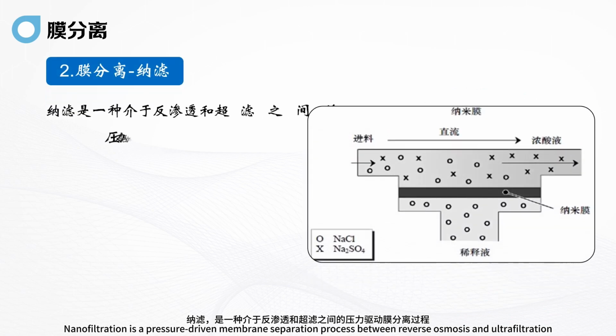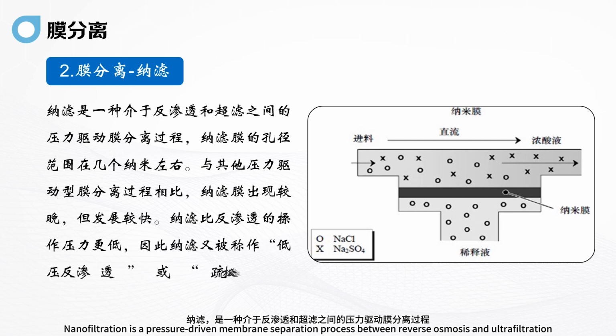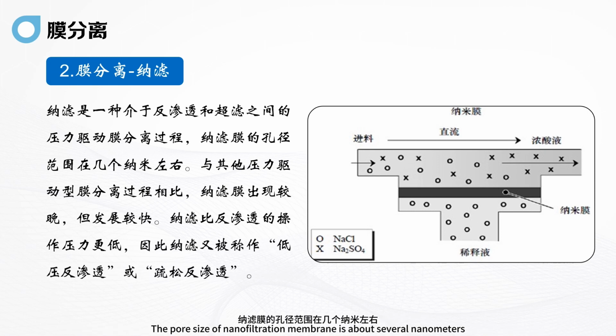Nanofiltration is a pressure-driven membrane separation process between reverse osmosis and ultrafiltration. The pore size of the nanofiltration membrane is about several nanometers. Compared with other pressure-driven membrane separation processes, the nanofiltration membrane appeared late, but it is developing rapidly. The operating pressure of nanofiltration is lower than that of reverse osmosis. Therefore, nanofiltration is also called low-pressure reverse osmosis or loose reverse osmosis.